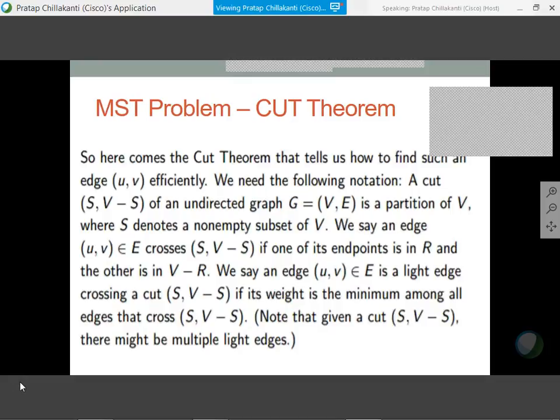Okay. So you need to understand a couple of theoretical concepts that go under the hood, behind all these algorithms. So one is called the cut theorem.